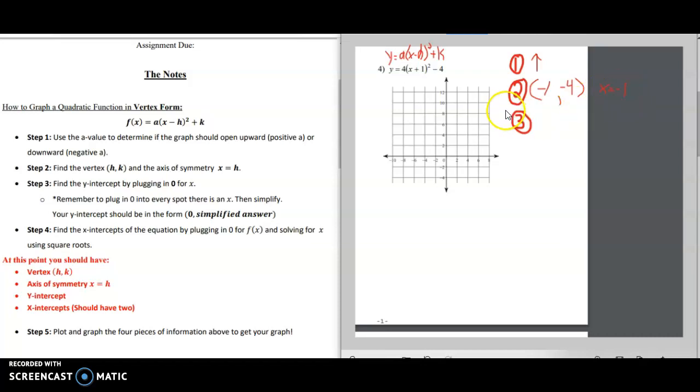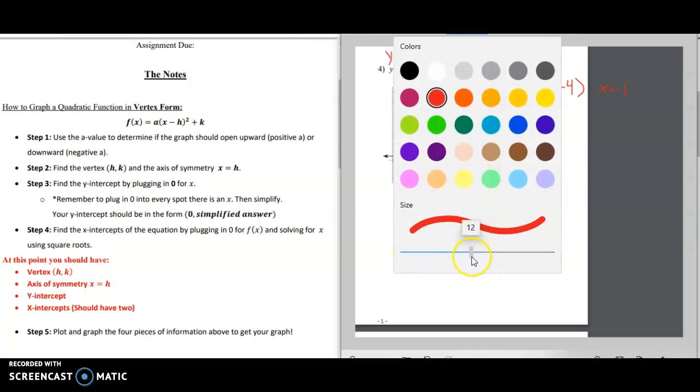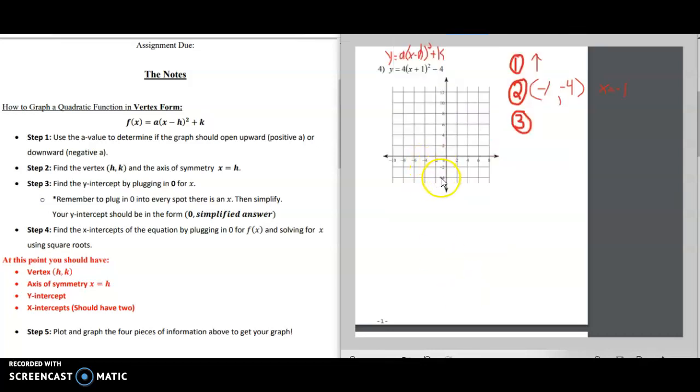I'm going to pause for a moment here. I'm going to go over to my graph and I'm going to go ahead and graph some of this information. So, negative 1, negative 4. Notice on my x-axis, I apologize, this is my x-axis, this is my y-axis. It's counting by 2's. So when I go to negative 1, I'm going to be in the middle of this box here. So negative 1, negative 4, I'm going to go ahead and put a point there. Let's make this a little bit thicker. Let's see if that works a little better. There we go. So there's my point.